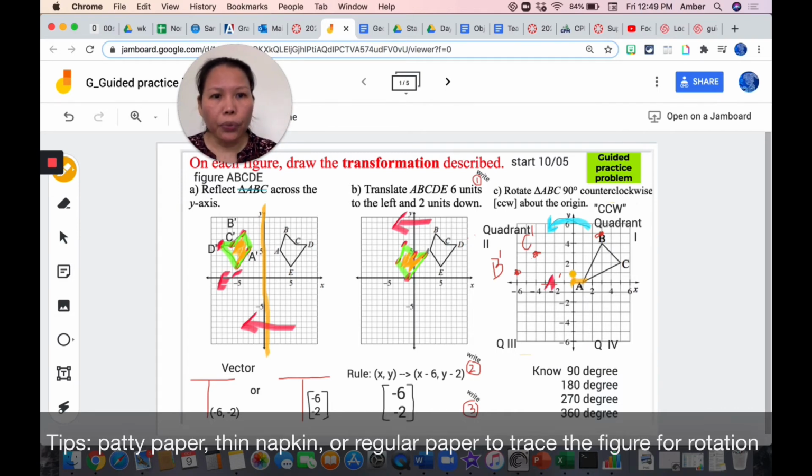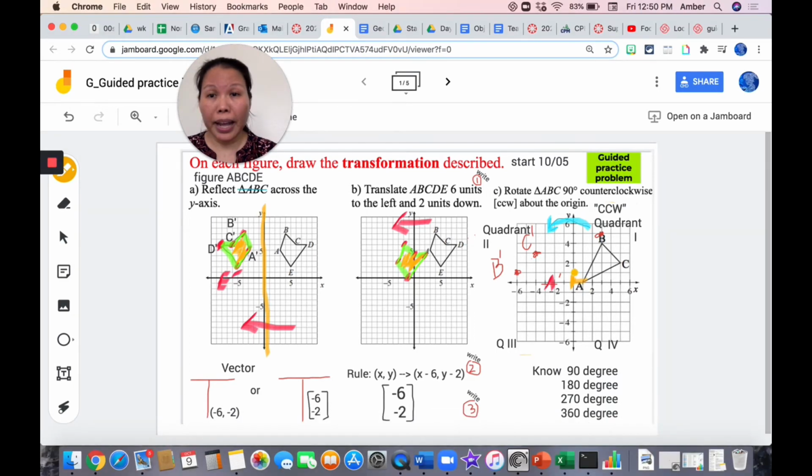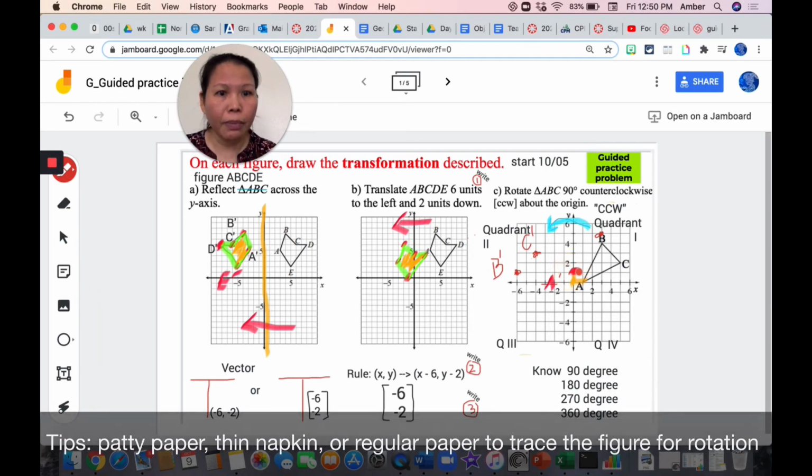Now you know that the handle will go over here for 90 degree. Okay, it will go up here. And that's where A prime point is going to end up. It's going clockwise. It will end up in the 4th quadrant. Remember, 90 degree clockwise is the same as 270 degree counterclockwise. A prime right there, that's my first point.